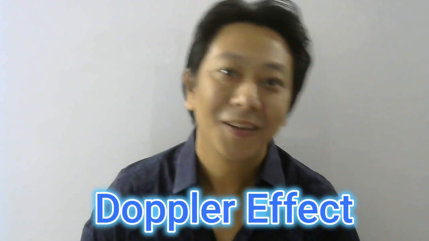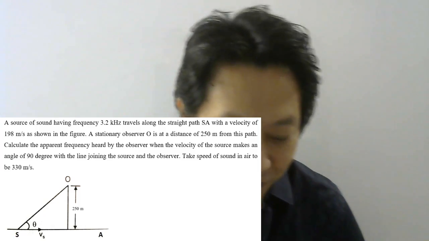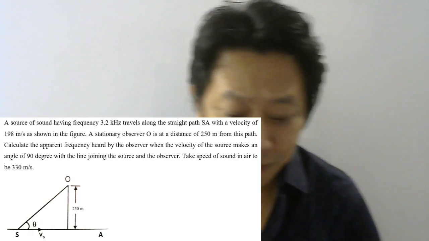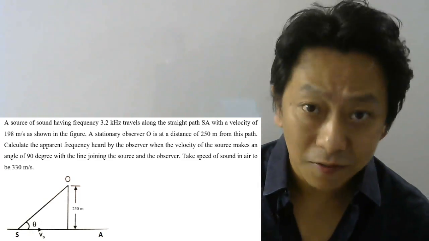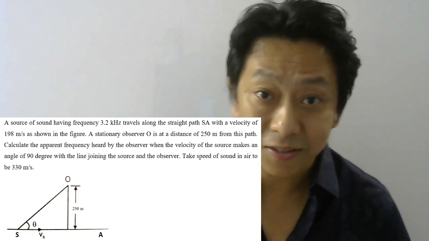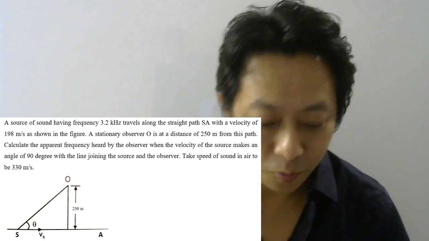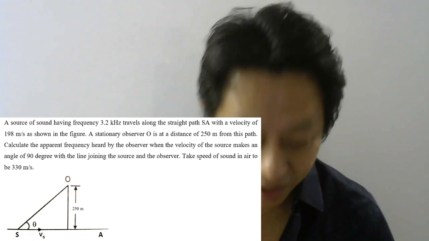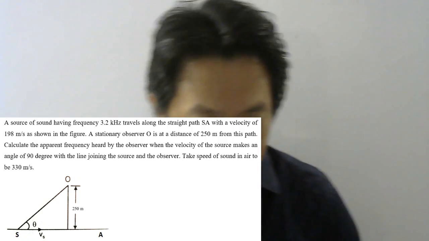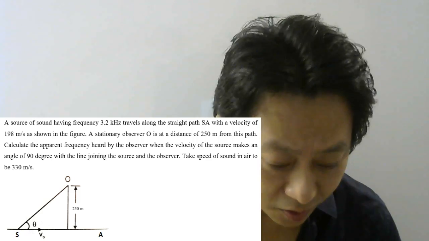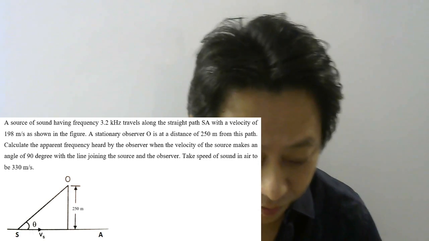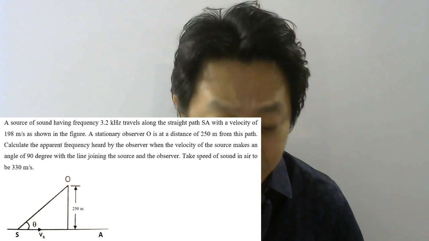Hi everyone, today I brought a very interesting question from the topic of Doppler effect. The question says a source of sound having frequency 3.2 kHz travels along the straight path SA with a velocity of 198 meter per second as shown in the figure. A stationary observer O is at a distance of 250 meter from this path.